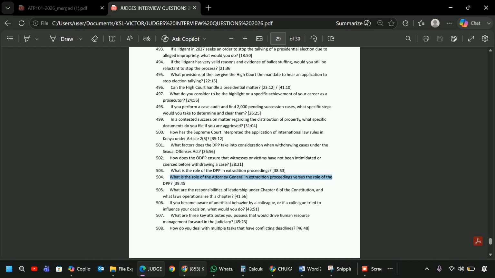So the Supreme Court treats Article 2.5 as a direct incorporation clause for general rules of international law, but only as part of Kenyan law subject to constitutional supremacy, and to prove that the asserted rule is in fact a general rule and not a mere soft law. Because Article 2.5 of the Constitution of Kenya directly provides that the general rules of international law shall form part of the laws of Kenya. So international law is part of Kenyan law, but not above the Constitution.